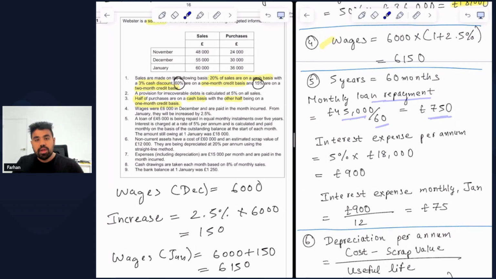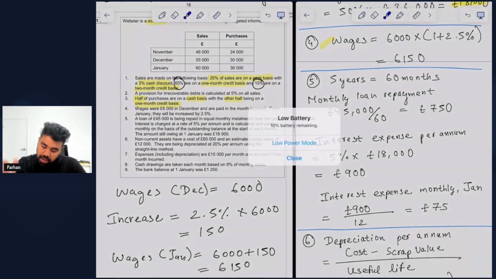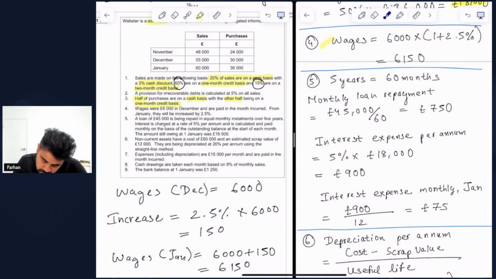We also understand that whatever interest we will be paying on this loan is charged based on the outstanding balance that remains at the beginning of the month. So based on the question, interest rate is 5% per annum and is calculated and paid monthly and is also based on the outstanding balance at the start of each month, and the amount that we owe on 1 Jan was £18,000. So that is why when we calculate the interest expense, you're going to be applying the 5% on the £18,000 that's still owed by the business, Webster, to whoever they have taken the loan from.